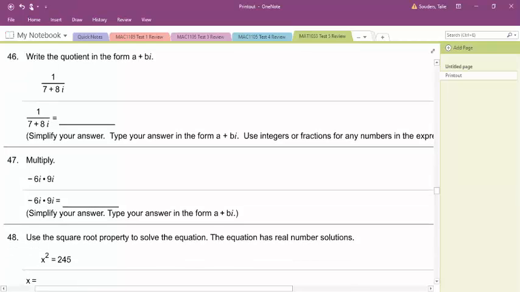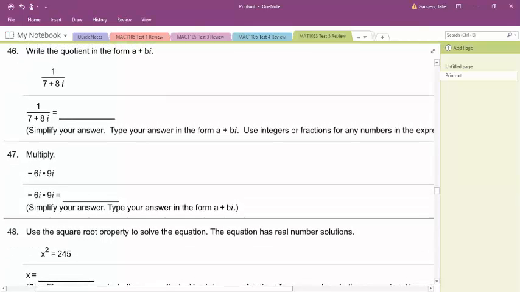Now let's try one that's a little bit more complicated. Now we have multiple terms in the denominator. So we need to multiply by the conjugate. So what would be the conjugate of 7 plus 8i? 7 minus 8i. Very good. Now the good news is in the top, it's being multiplied by 1. So that doesn't really change much, right? So your numerator is just 7 minus 8i.